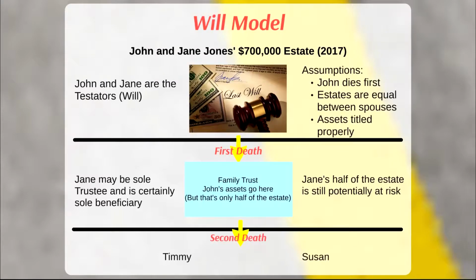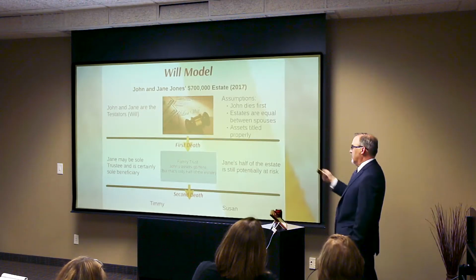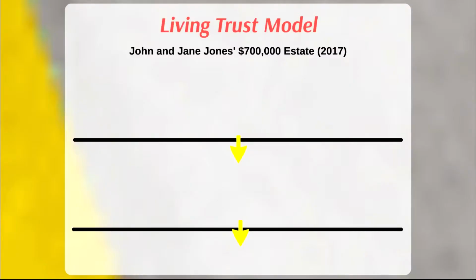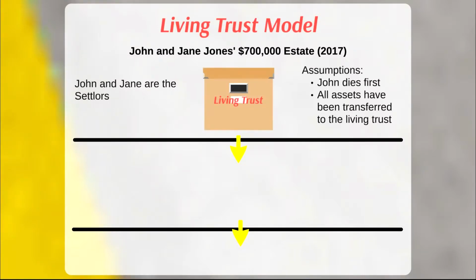And when Jane dies, that family trust, in other words, John's property, is going to go to Timmy and Susan. It's not going to go to Jane's new beau, Jack. It's not going to go to Jack's family, because the family trust that is set up when John dies is going to control the rules on John's property until that property is finally and fully distributed out of the trust. So at this point, you may continue the trust for Timmy and Susan, and you may not, depending on the circumstances. Essentially it works the same way in a living trust model, but we don't have to retitle the assets.